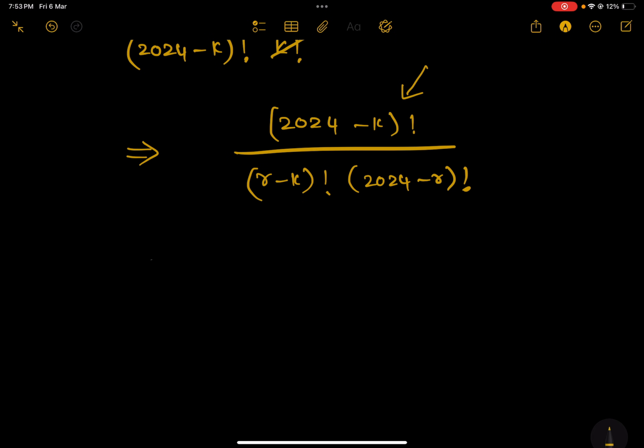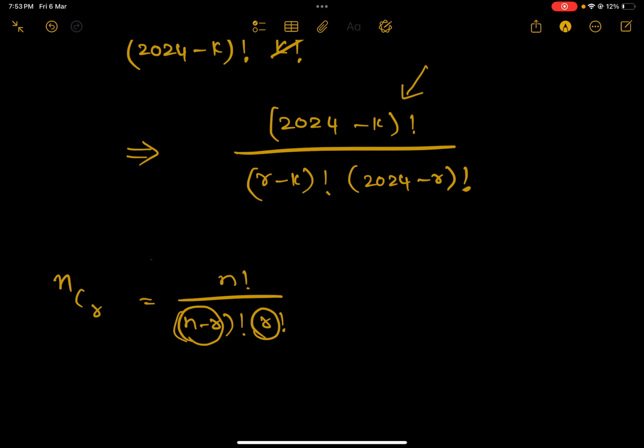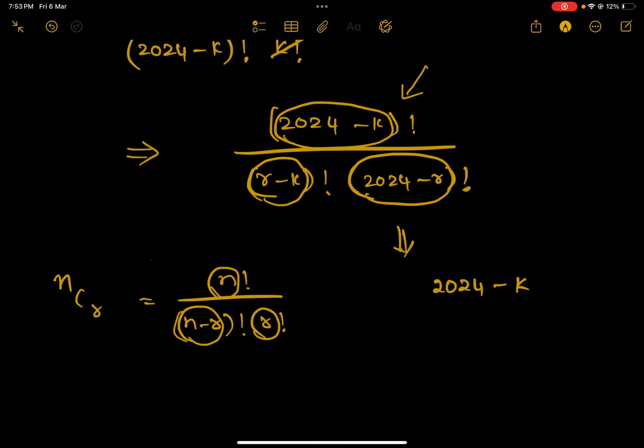So let's say if you have nCr, this is simply n factorial upon (n minus r) factorial times r factorial. If you add up these two terms, you should get the top term. The same thing is happening here. If you add up these two terms, what you'll be getting is this particular term. So therefore, this is simply 2024 minus k C r factorial. So this is r minus k.